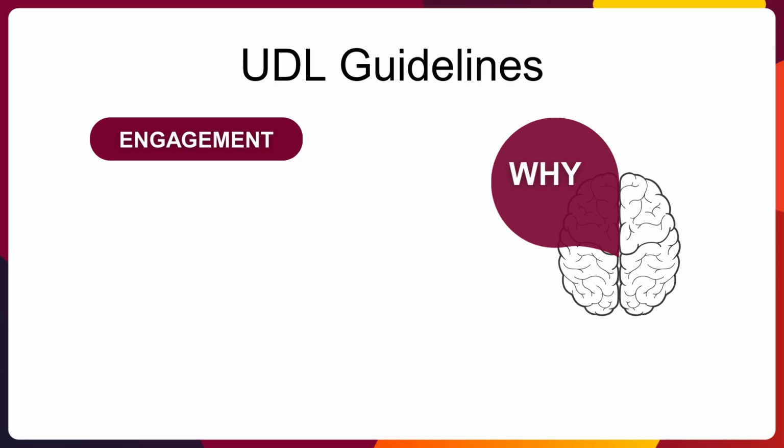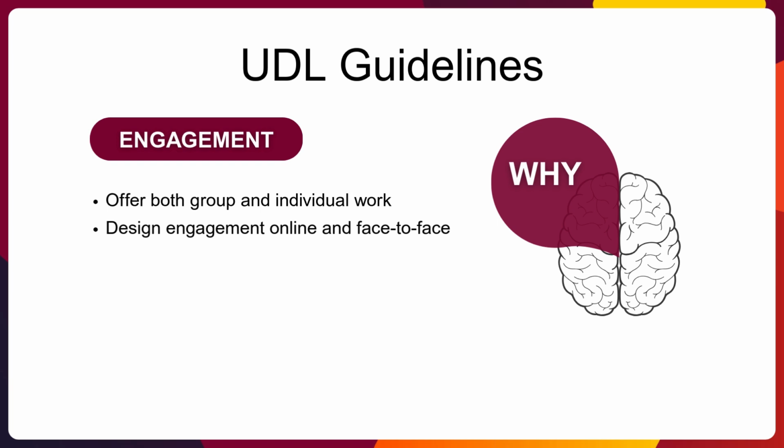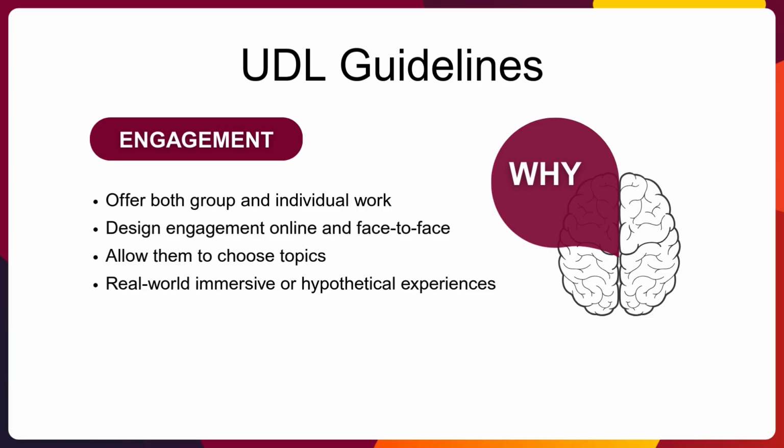To motivate learners and give them a purpose, you can offer both group and individual work throughout a course, design opportunities for engagement and discussion online and face-to-face, and allow them to choose topics within an assignment's defined parameters based on their own interests. By building in different engagement opportunities, you can help students see the relevance of disciplinary knowledge in their academic, professional, and personal lives. Consider ways to build learning activities that have real-world purposes or audiences. These kinds of tasks might involve an in-depth, immersive experience or a hypothetical experience.